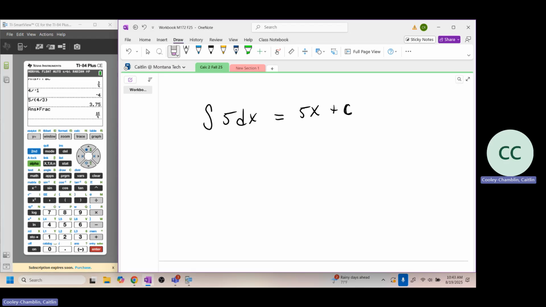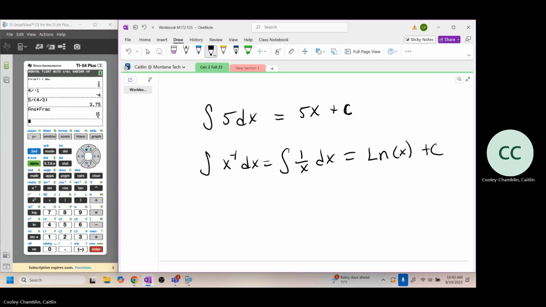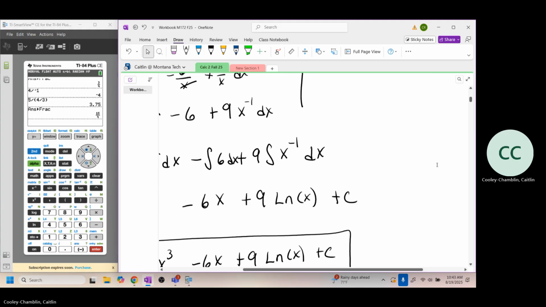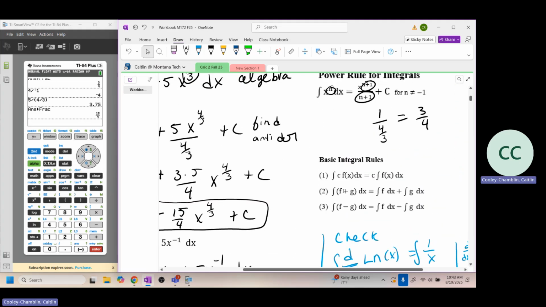The other thing I want to mention, we have the integral of x to the negative 1 dx, which equals the integral of 1 over x dx. This is ln of x plus c. Okay, these are not things you have to memorize, but these are things I want to point out that are slightly different. And slightly different meaning they just don't follow those power rules like we want them to.